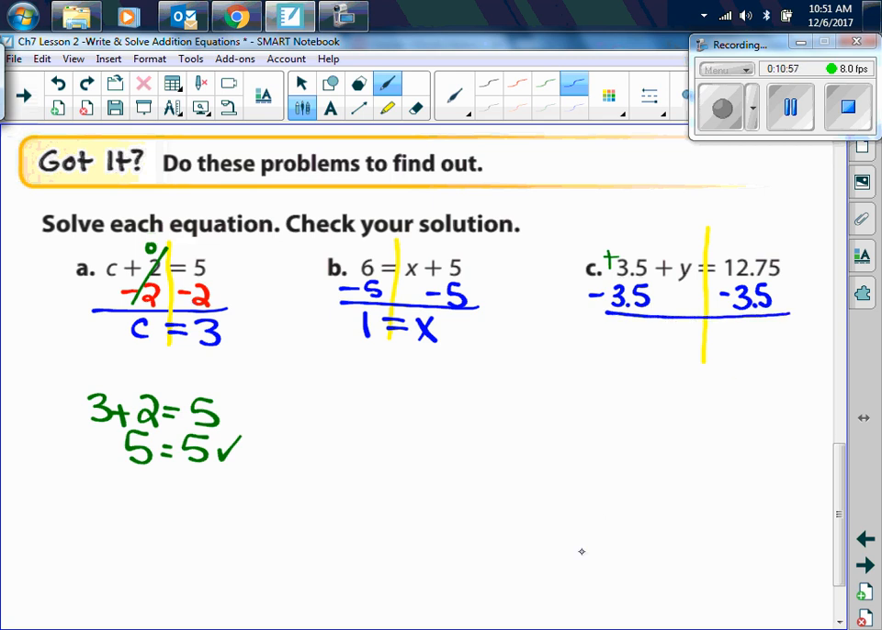So when we do that, here, 12.375 minus 3.5 gives us 9.25. On this side, what happens to those 3.5s? They cancel to 0. So 0 plus y is y. So y is equal to 9.25, 9 and 25 hundredths.